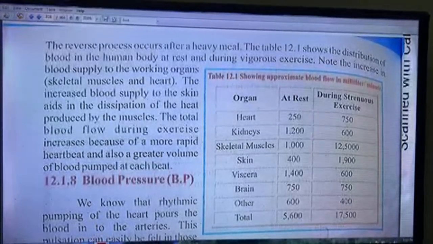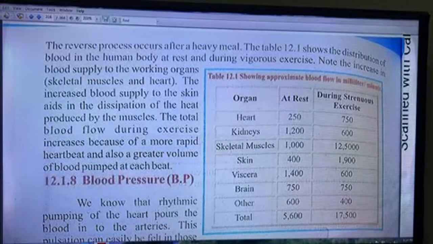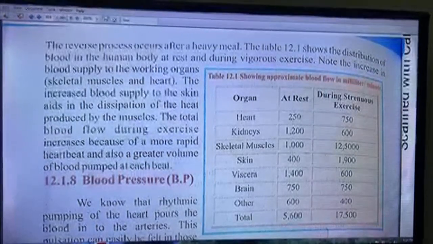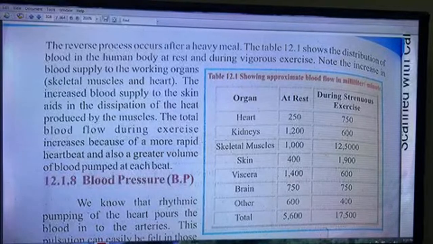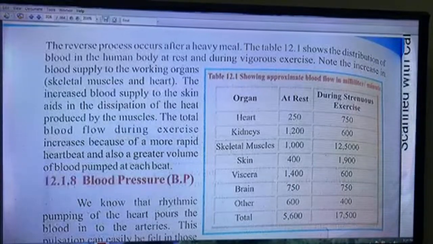Note the increase in blood supply to the working organs, skeletal muscles, and the heart. The increased blood supply to the skin aids in the dissipation of heat produced by the muscles. The total blood flow during exercise increases because of a more rapid heartbeat and also a greater volume of blood pumped at each beat.